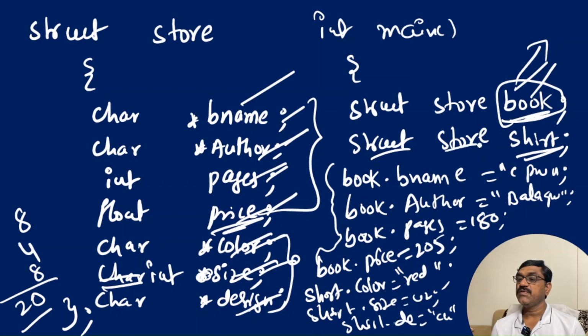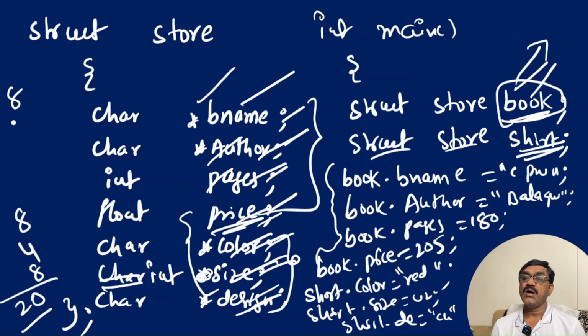In a similar way, whenever you create the variable shirt, the required fields are price, color, size, design. Along with these four properties, the shirt is also going to take the amount of memory allocated for the book name, author, pages. So the book structured variable is going to take an extra 20 bytes of memory unnecessarily. At the same time, the shirt variable is going to take 8 bytes for the book name, 8 bytes for author, 4 bytes for pages. So 20 bytes here.